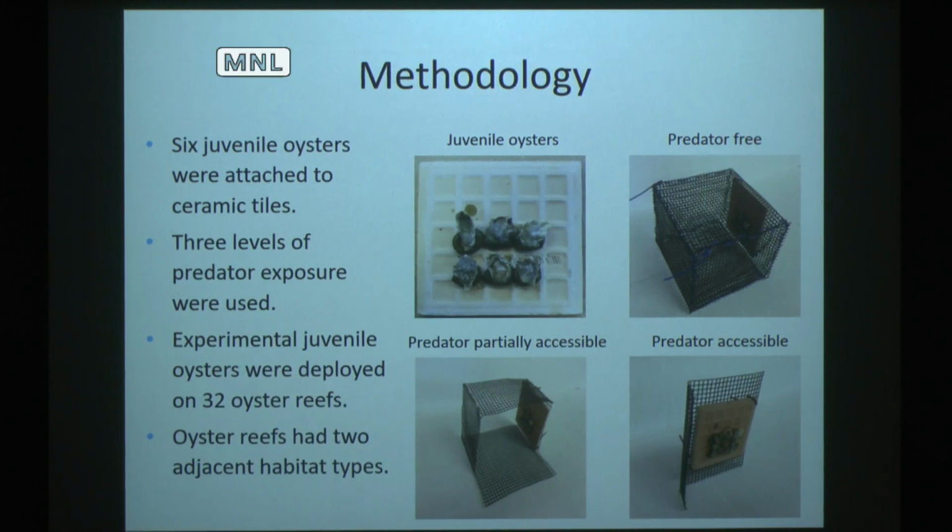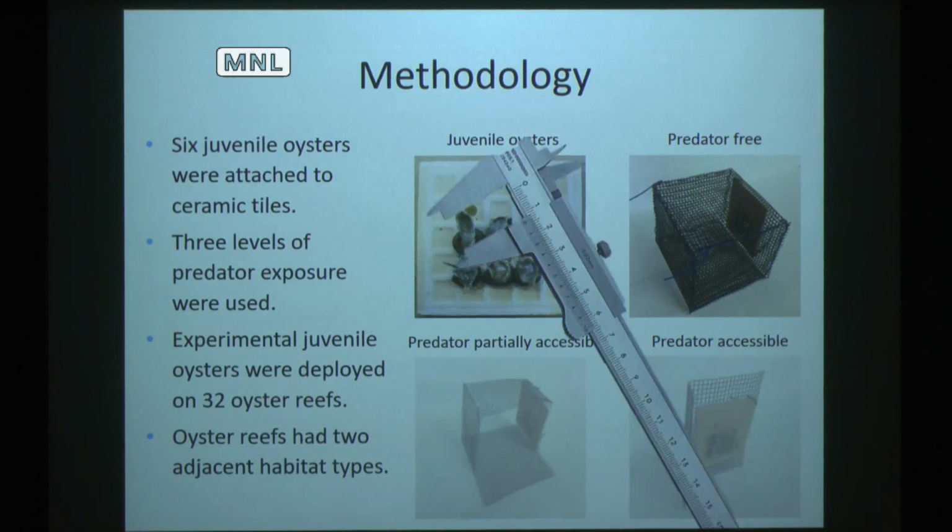So to address these questions, I obtained juvenile oysters from a local hatchery. As you can see, I attached 6 juveniles per tile with marine epoxy. And then these tiles were assigned either of 3 different levels of predator exposure. A cage, which was completely sealed off from predators, which allowed me to keep track of shell height from the moment of deployment until the moment of retrieval, which allowed me to calculate growth rates.